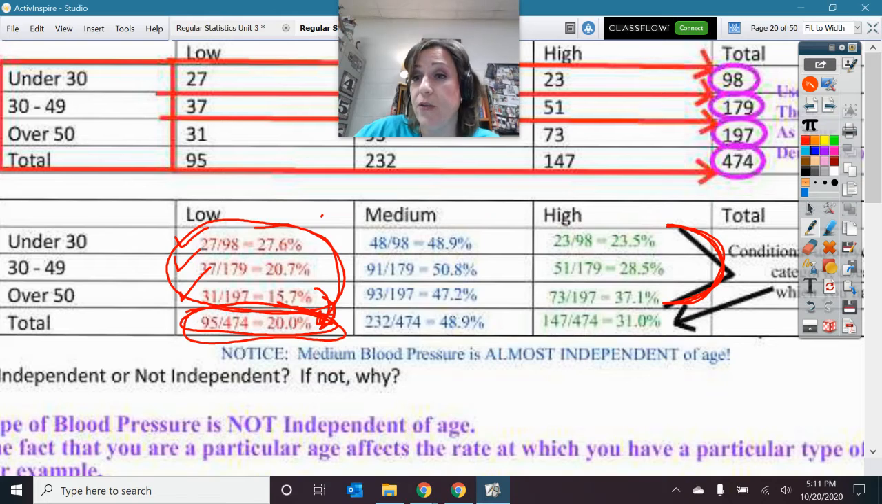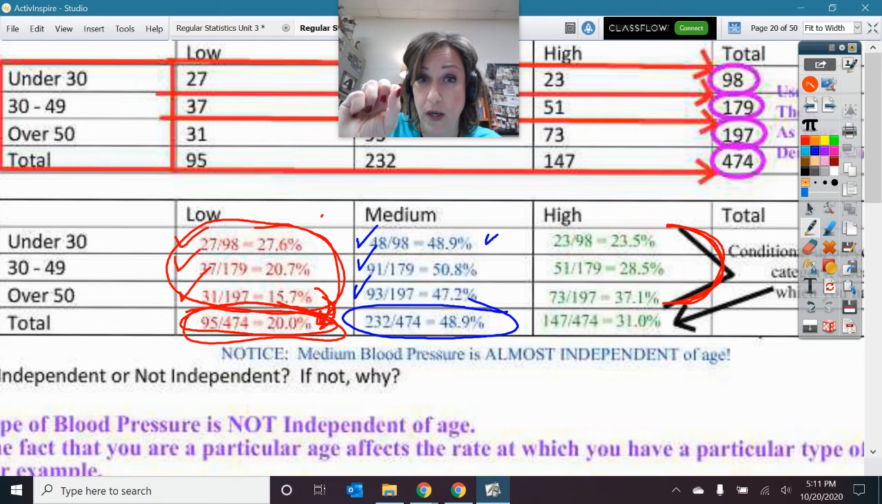Okay. Let's compare another one. Let's see. Is the fact that you are these ages affecting the rate that you have medium blood pressure? So let's take a look. Overall, it's 48.9. So these have to be within 1 percentage point. So if you did this overall and subtracted away these numbers, they have to be within 1 point. Oh man, it is right on in that under 30. This one is more than 1 percentage point away. This one here is also more than 1 percentage point away. So overall, the fact that you are in one of those age categories is slightly changing the rate at which you have medium blood pressure.